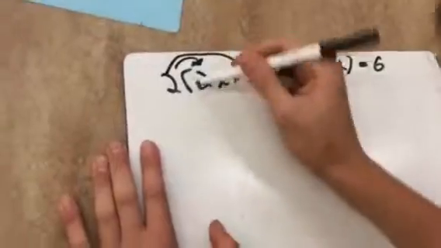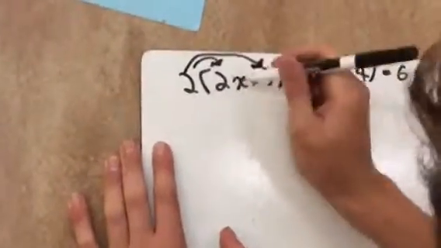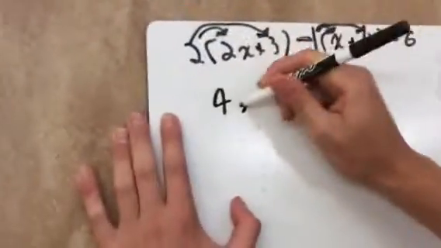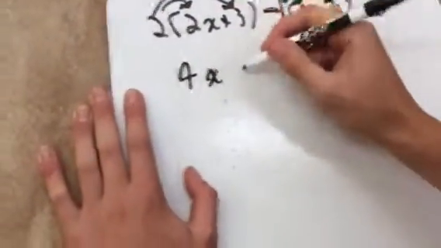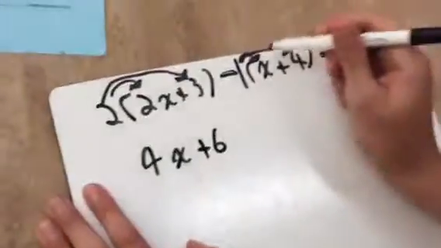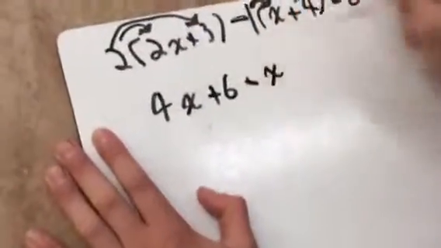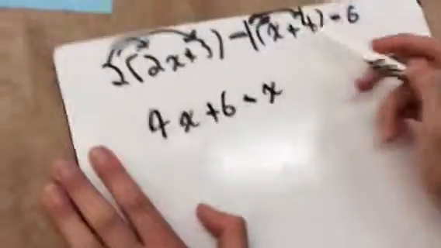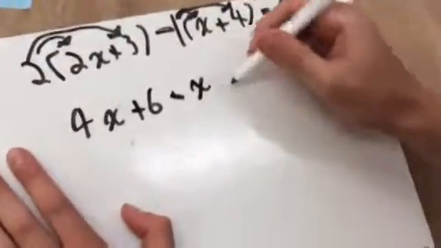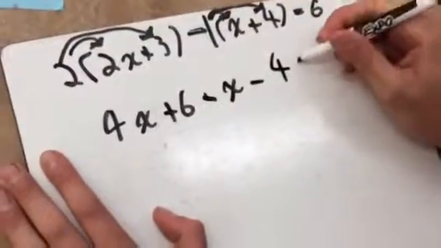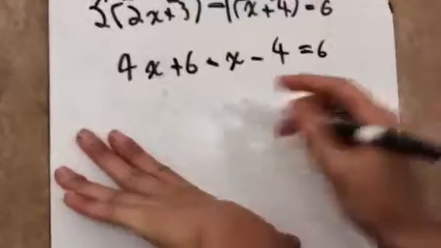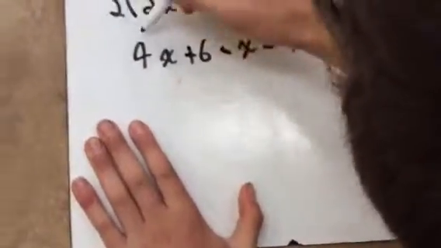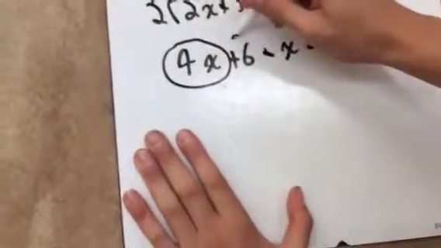So when you distribute the 2 to the 2x, you get 4x. When you distribute the 2 to the 3, you get 6. And then when you distribute the -1 to the x, you'll get -x. And when you distribute the -1 to the 4, you would get -4. Equals 6.